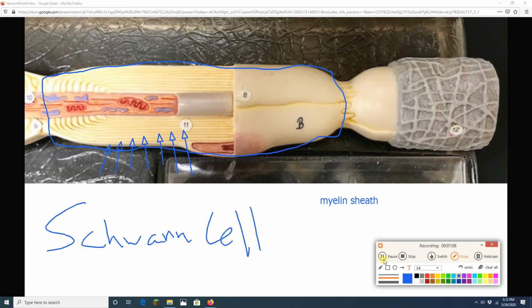So we see the Schwann cell, and we see how that wraps around the axon, creating the myelin sheath. Now we also see something else. The very outer surface of the Schwann cell, there we go, is known as the neurolemma, kind of like the covering of the neuron.